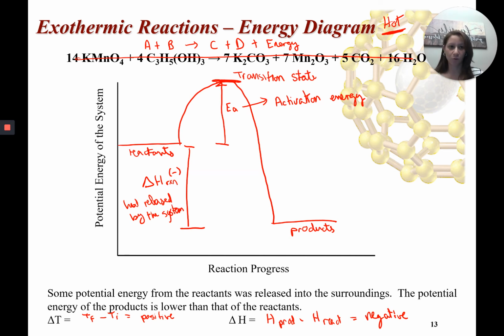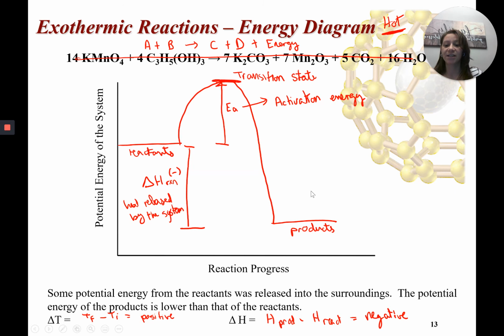So just to review, you know that it's an exothermic reaction if it's getting hot, or if you see in your equation your energy is on the product side, or your delta H that you're given is negative, or your delta T is positive, or you're given final and initial temperatures and the final temperature is higher, or if you're given a diagram and you see that the products have lower potential energy than the reactants.